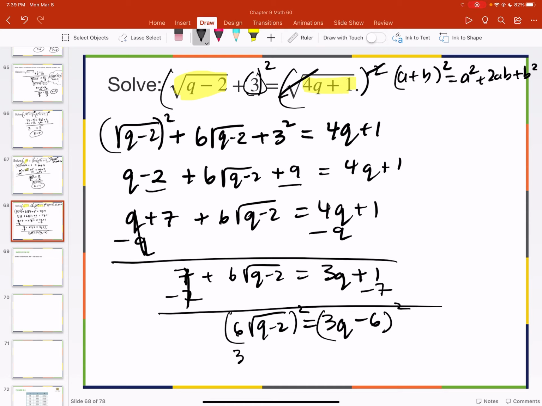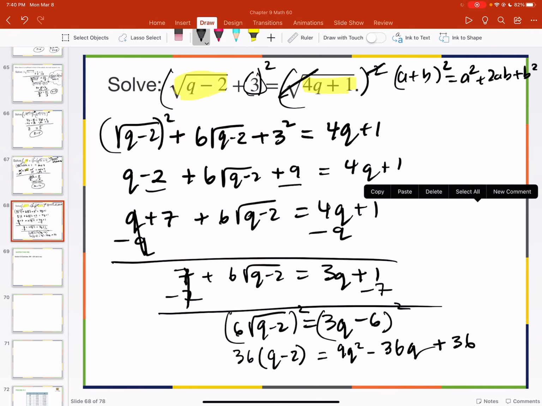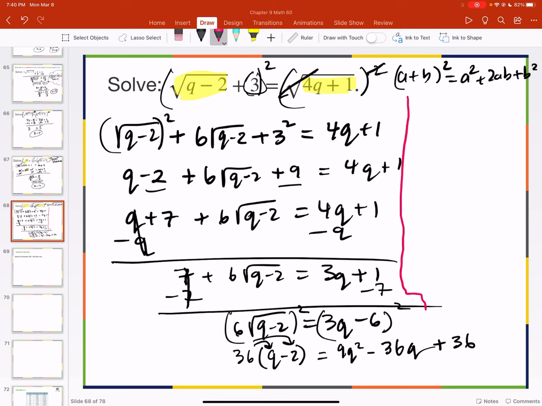So you would get 36 times q minus 2 is equal to, and then this is going to be a squared minus 2ab plus b squared. So this is going to be 9q squared minus 36q plus 36. Okay, so then we're just going to distribute this here and solve for 0. Oh boy, so I'm going to write it up here, I guess in pink.